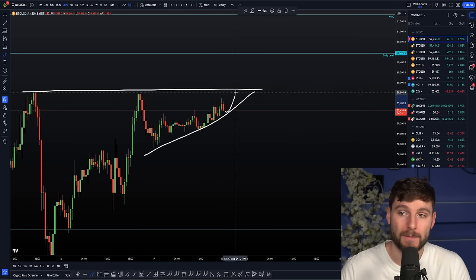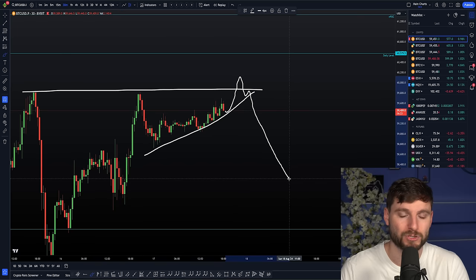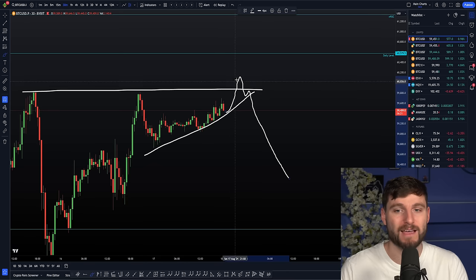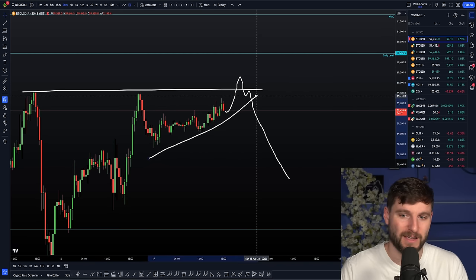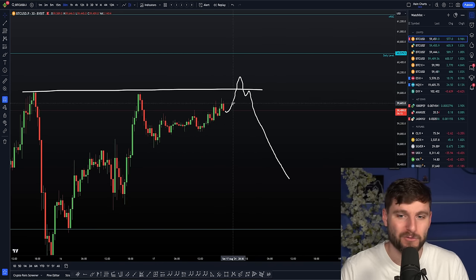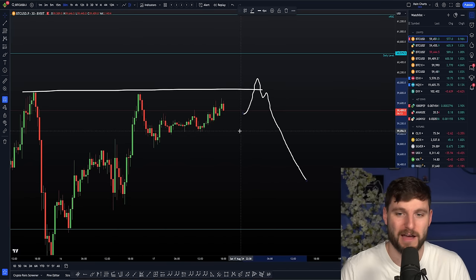Whereas if we break above 60,000, we take out that psychological number, and instead of getting the backtest, which flips into support, we end up then losing that level once more. That would give us more of a fake out of the triangle scenario. I just say fake out of the triangle, but again, I'm not really saying that this is a perfect triangle right now, of course, but you get the idea what I'm looking at here.